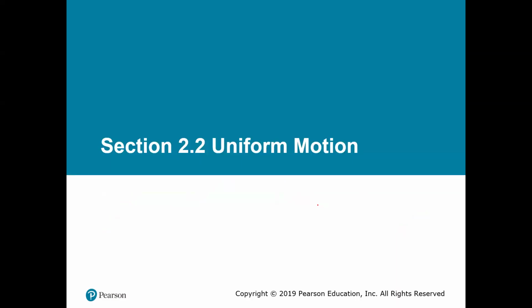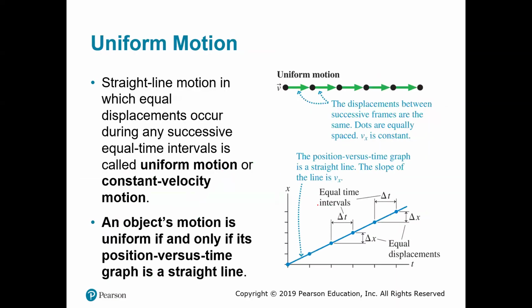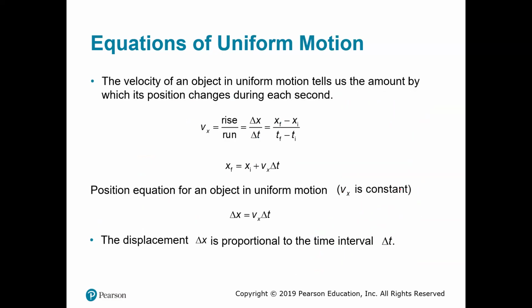So the next section is about uniform motion. Uniform motion is nothing but moving in a straight line in which equal displacements occur during any successive equal time intervals. So it's called uniform, constant velocity motion. That means it's just a straight line, right? In other words, if you have a straight line, that's constant or uniform velocity motion, right?